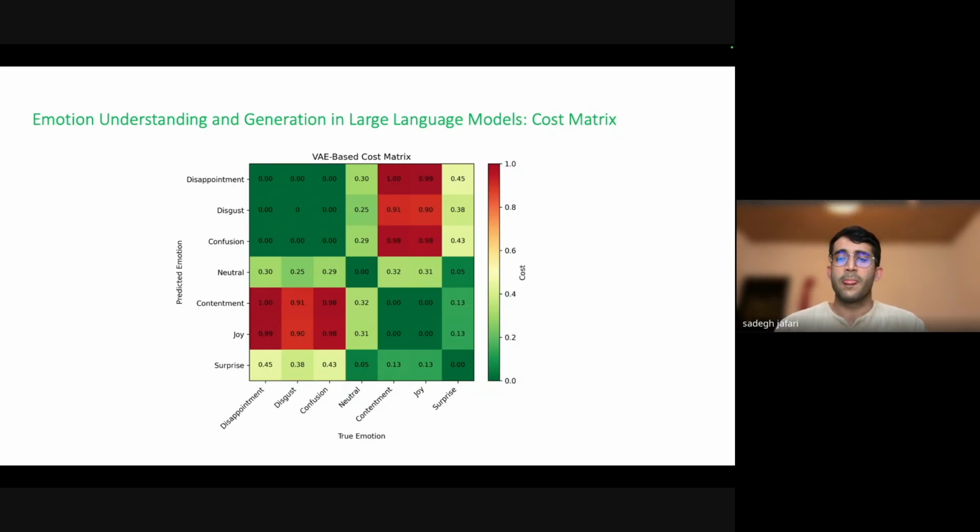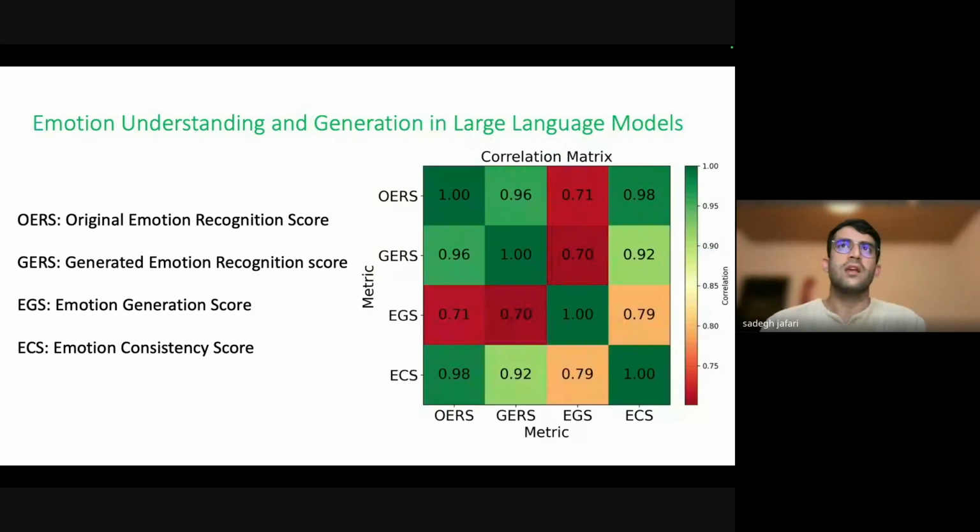Cost matrix means, for example, if we ask the model to generate something in disappointment, and it makes something neutral, the cost is 0.3, but if it makes something joy, the cost is near 1. So we have different costs for different values. Using this cost matrix, we calculated all the values again for these 4 different metrics, and we again calculated the correlation between these 4 metrics.